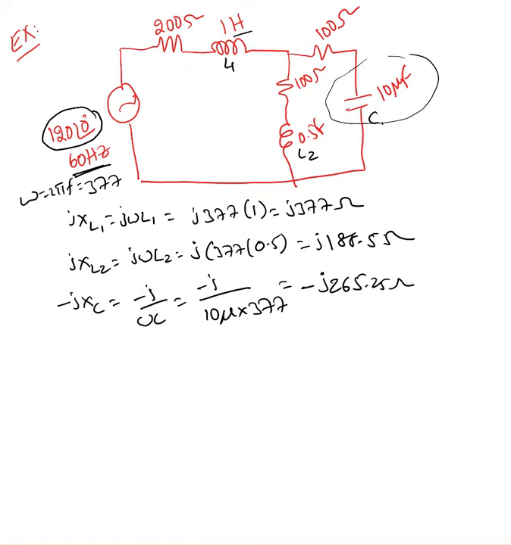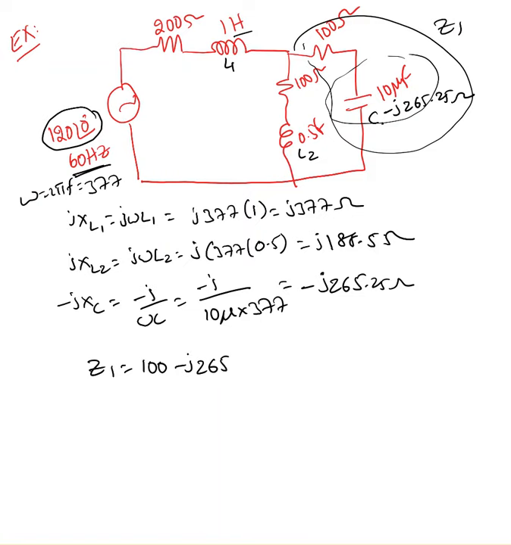Now, as I said, always start from the element which is far away from the source. So look at this capacitor. Now we call this capacitor reactance because this is in ohms. Okay, minus j 265.25 ohm. So this capacitor reactance is in series with 100 ohms. Now, let me label this as Z1. So Z1 equal to 100 minus j 265.25 ohm. Same thing here. This resistor 2 is in series with the inductive reactance. I'm going to call that Z2. Z2 equal to 100 plus j 188.5 ohm.